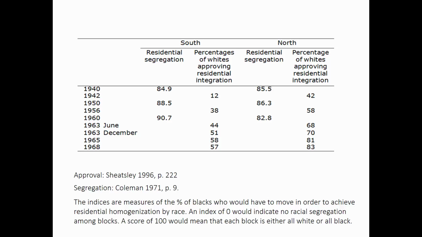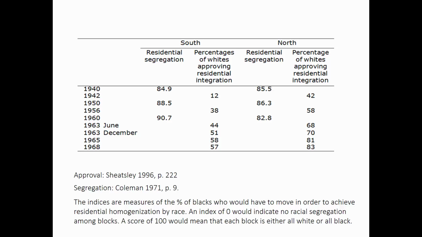Now let's compare the columns about approval of residential integration. Now you see there's actually a big difference. We're picking up what I had suggested earlier, that in the South, at least in the 1940s, 1950s, and 1960s, people were much more racist. Well, that's no surprise. That's what we would have thought, but it's very clear in the data.